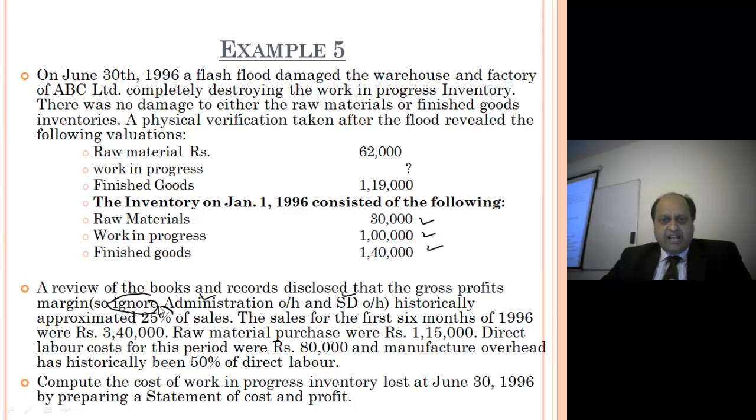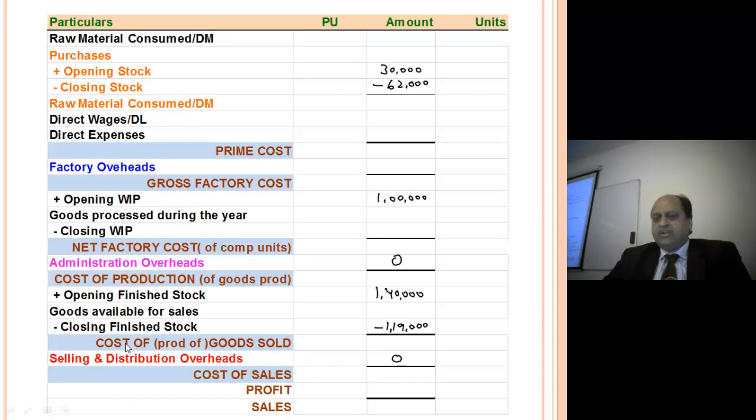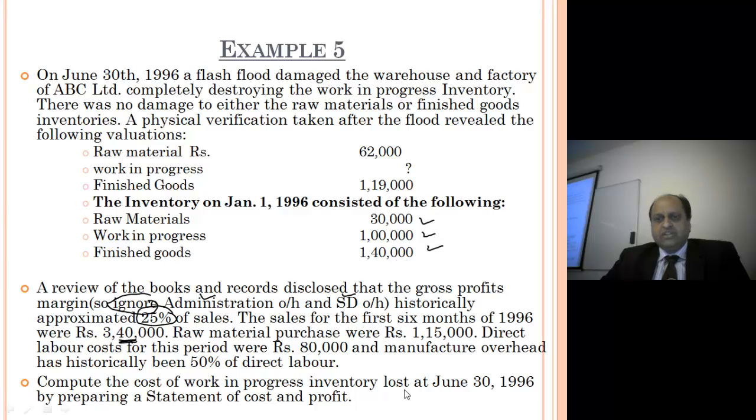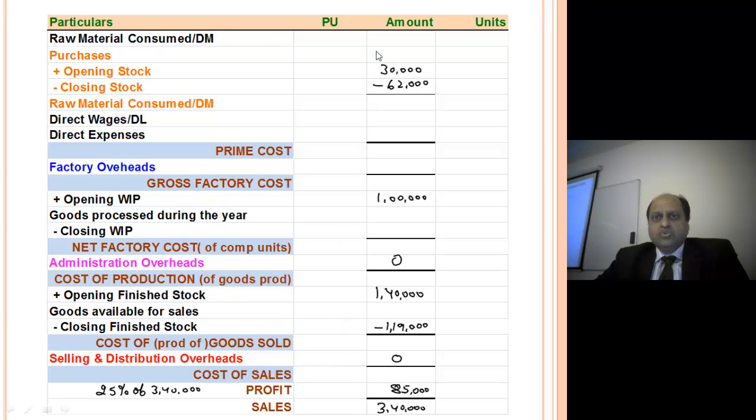Now it further says that our profits are 25% of sales and we have sold goods for 3,40,000. So what will we do? 3,40,000 I will put here and my profit will be 25% of 3,40,000, which is coming out to be how much? 85,000. Is it fine? Now further it says raw material purchased is 1,15,000 and direct labor cost is 80,000. Nothing said about direct expense, so as usual you can take it as 0.